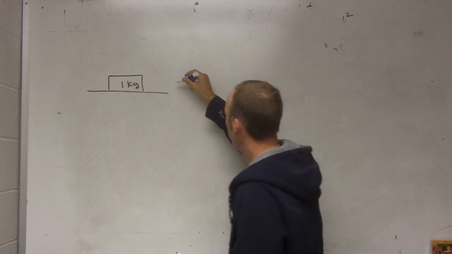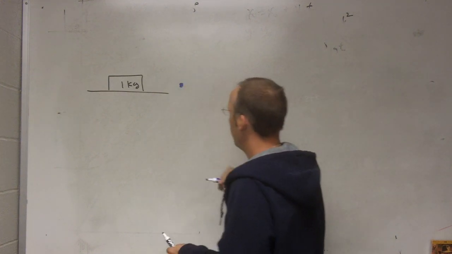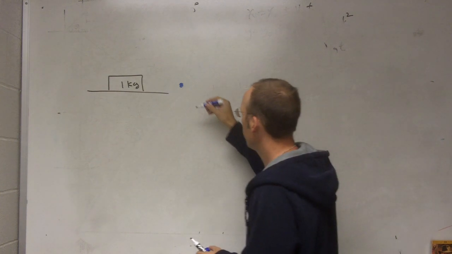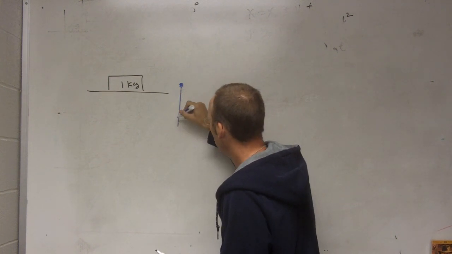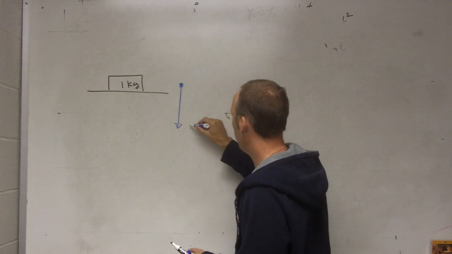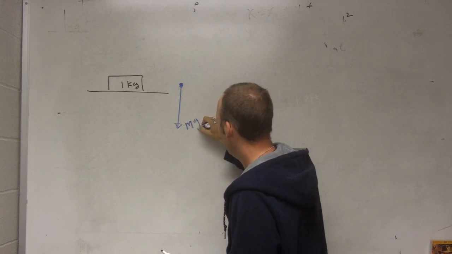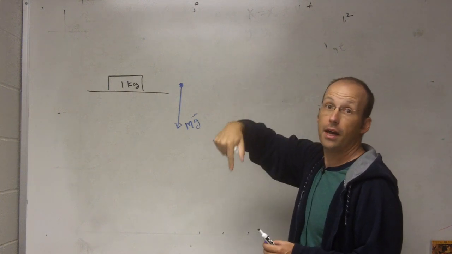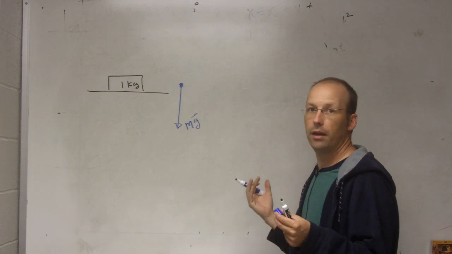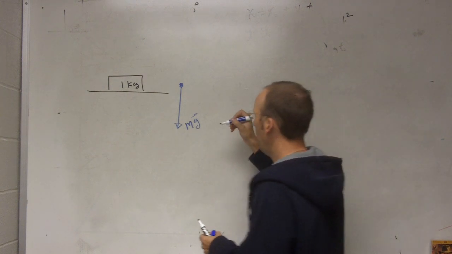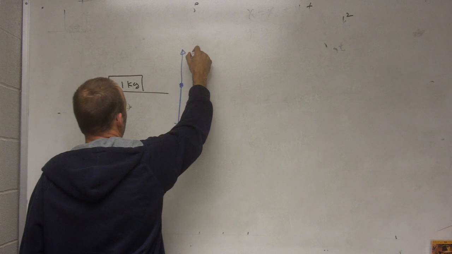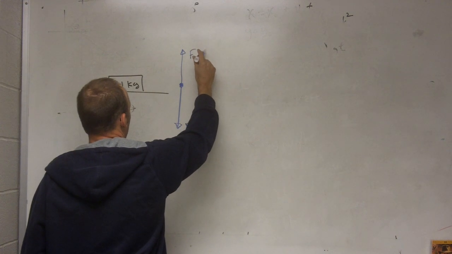So if I want to draw a free body diagram for this, I could start with a dot. You could draw it on top of the picture too, but you could draw it as a dot too. And I'm going to have gravity going down. I'll call that mg, where the vector g is pointed downwards, and mg is the weight of an object. And then I have the table pushing up. I'll call that, for right now, Fn.